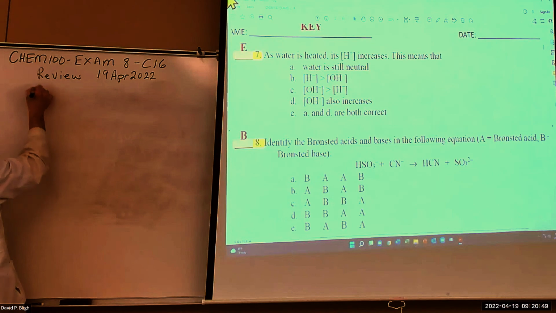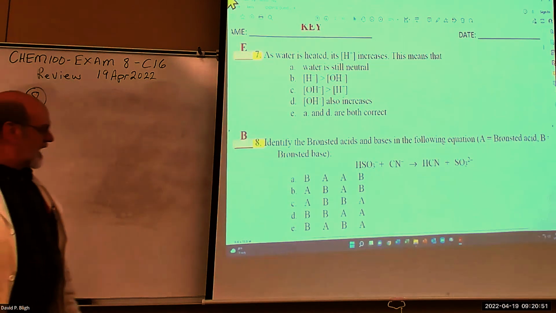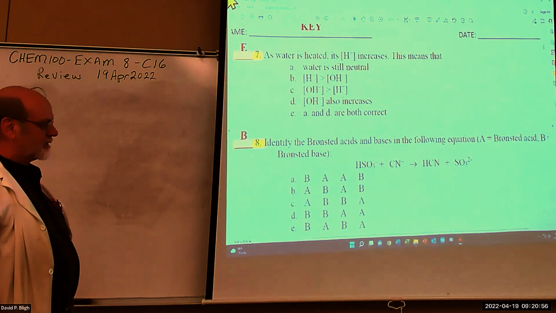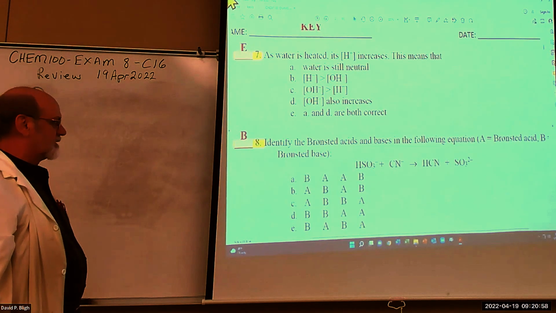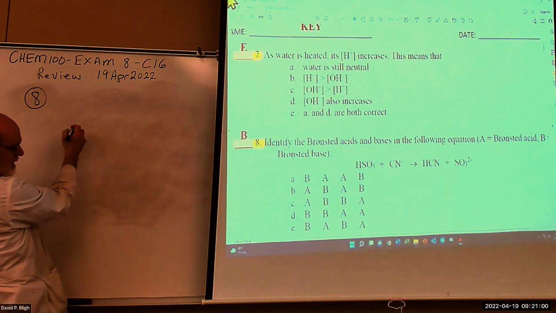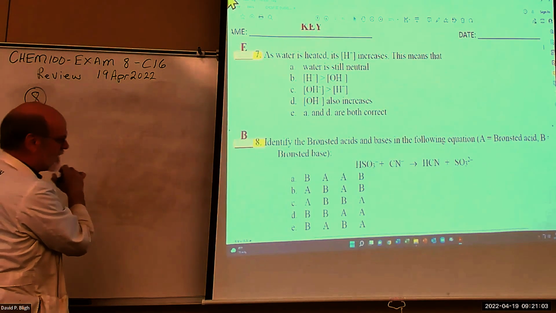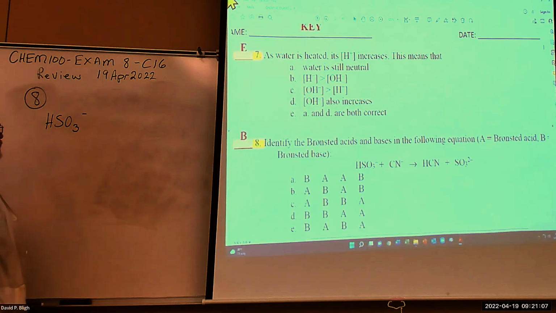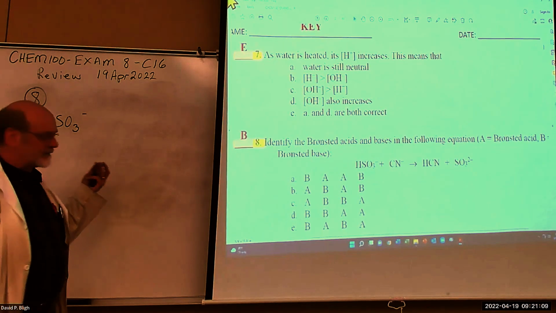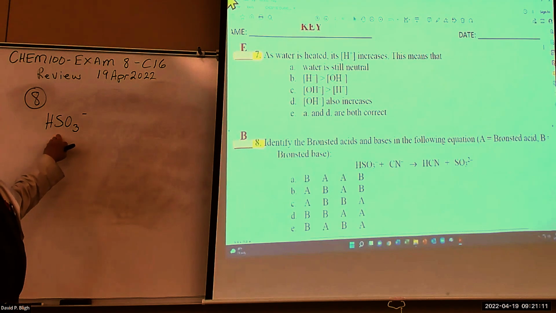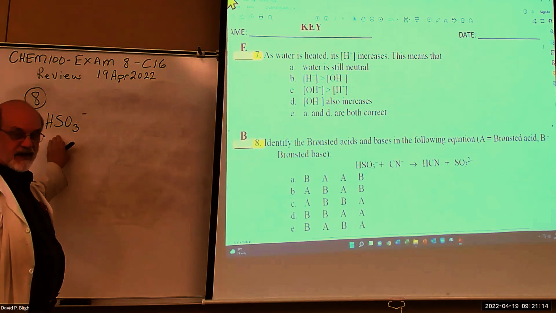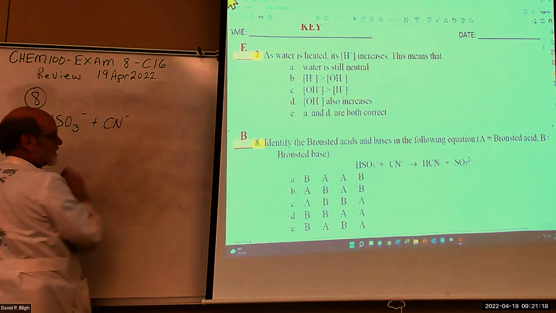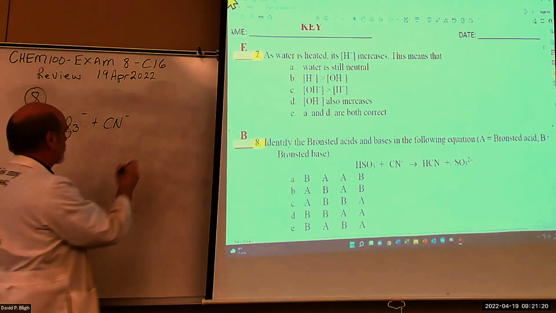Okay, number 8. Identify the Bronsted acid and base in the following equation. A equals acid, B equals base. All right, let's see what we got. We got HSO3 minus, which is what? That's the hydrogen sulfite polyatomic ion. The cyanide polyatomic ion.